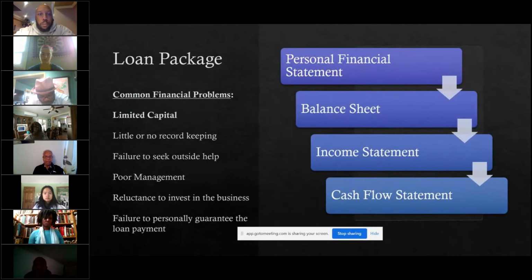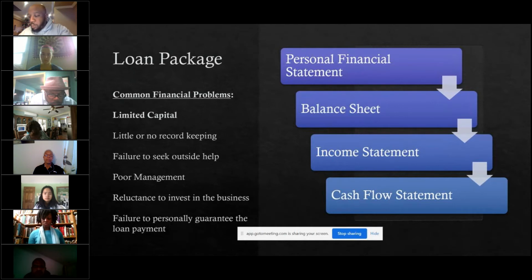So you're developing a loan package. You want to make sure that it is clear, because when you put your loan package in to a bank, they want to make sure that it represents you. Again, if your loan package is sloppy, they're going to figure you'll probably be sloppy with your business and paying the loan back. But this is what they're going to ask for.